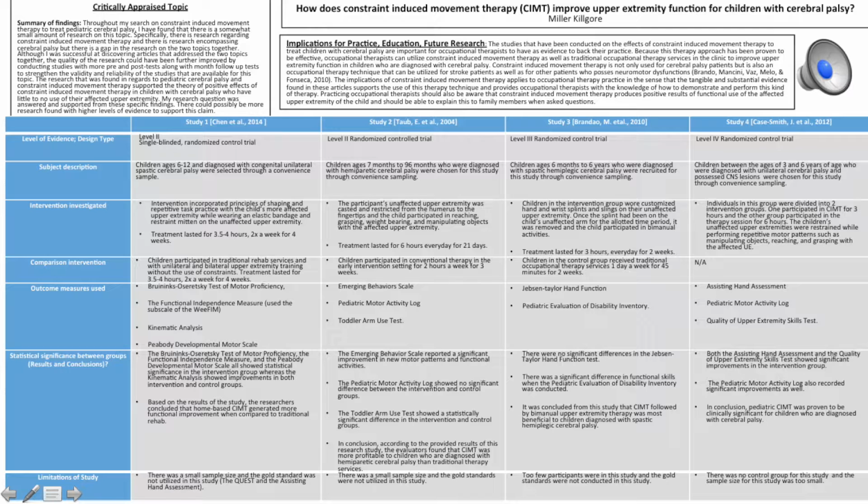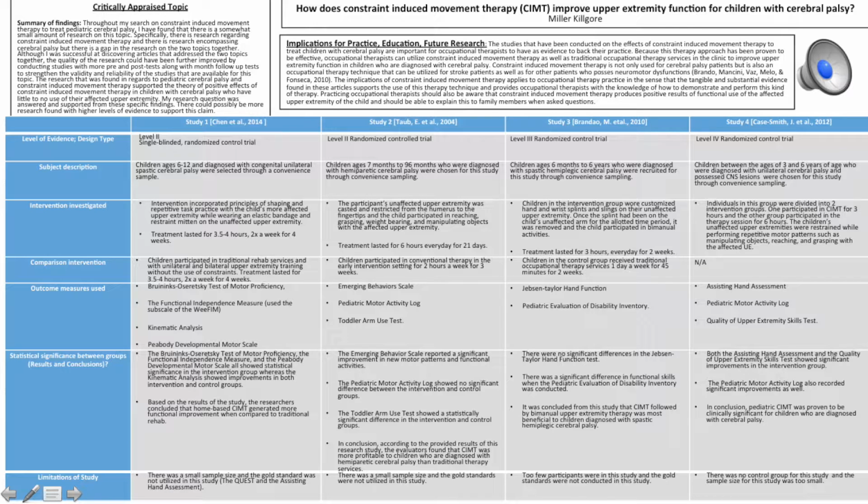The outcome measures used in this study were the Emerging Behavior Scales, the Pediatric Motor Activity Log, and the Toddler Arm Use Test. The Emerging Behavior Scale reported a significant improvement in motor patterns and functional activities. The Pediatric Motor Activity Log showed no significant difference between the intervention and control groups, and the Toddler Arm Use Test showed a statistically significant difference between the intervention and control groups.